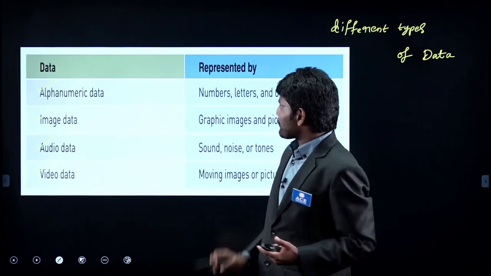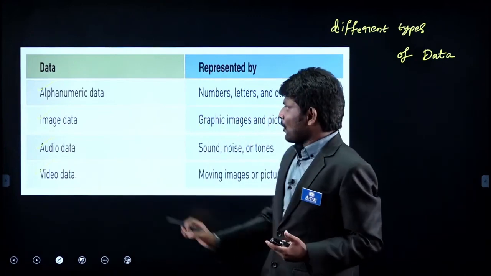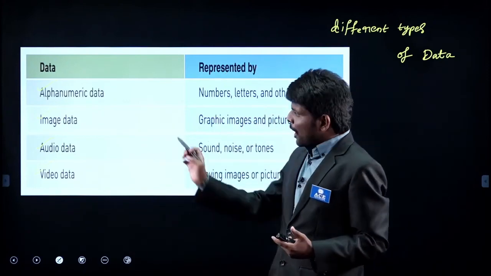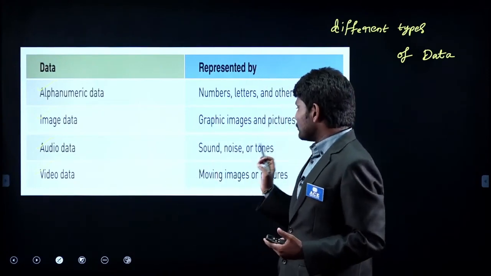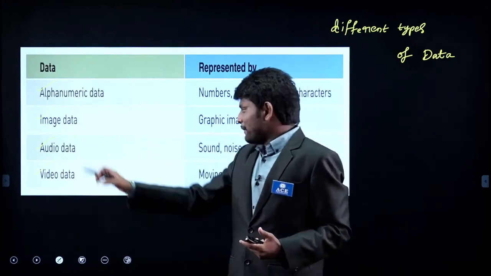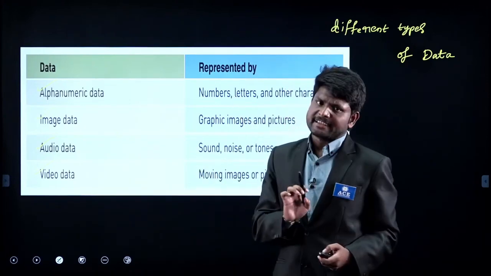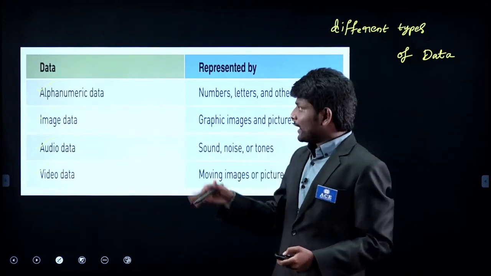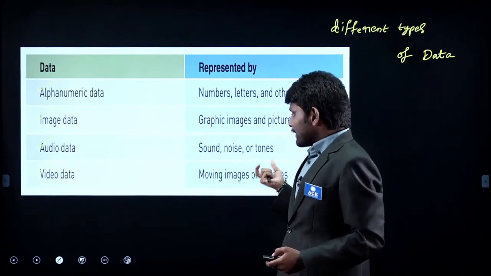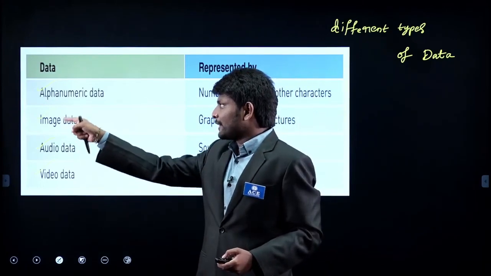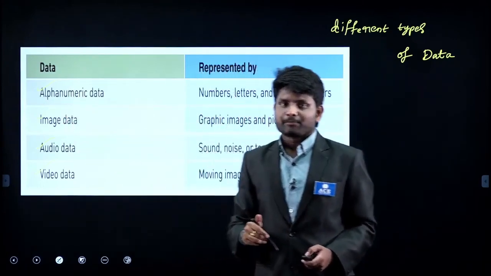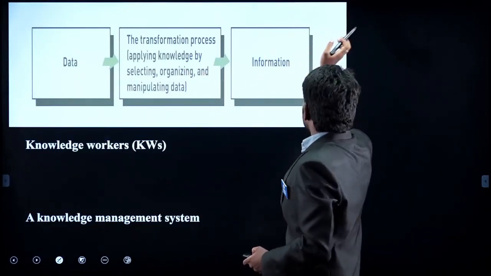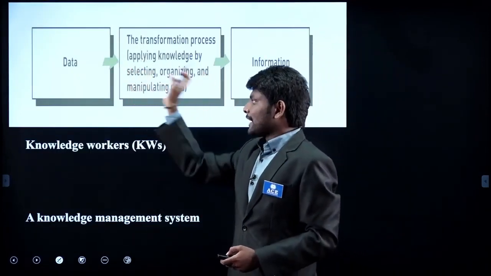So what do you consider as alphanumeric data? Numbers, letters, and other characters. What will you consider as image data? It includes graphic images and pictures. What do you consider as audio data? It includes sounds, noise, and tones. What do you mean by video data? It includes moving images or pictures. Fine. And in the practice session, we will look at a question where they give some data and ask you to classify whether it is video data, audio data, image data, or alphanumeric data. Okay? As I have told you many times, processed data is information.